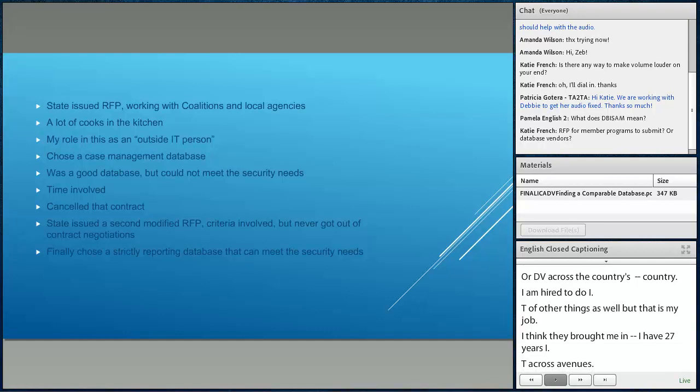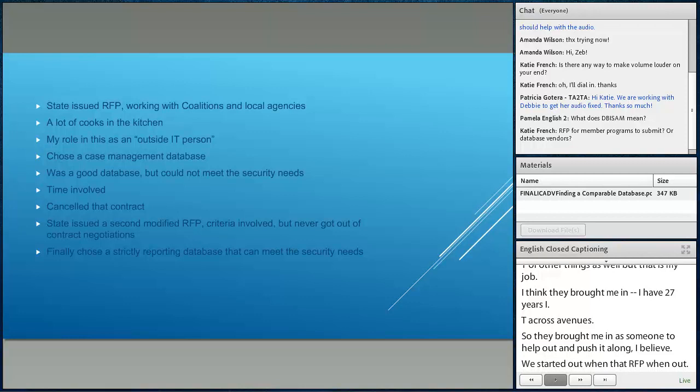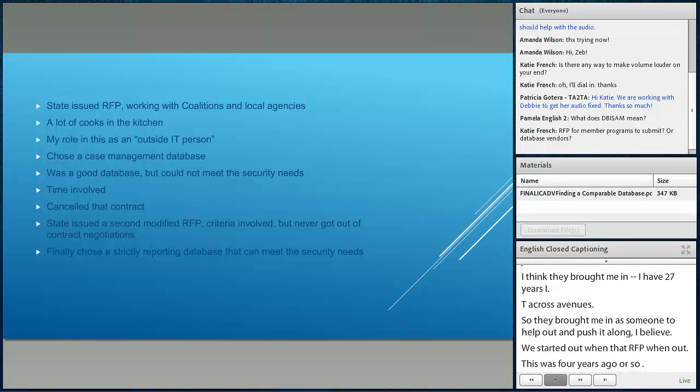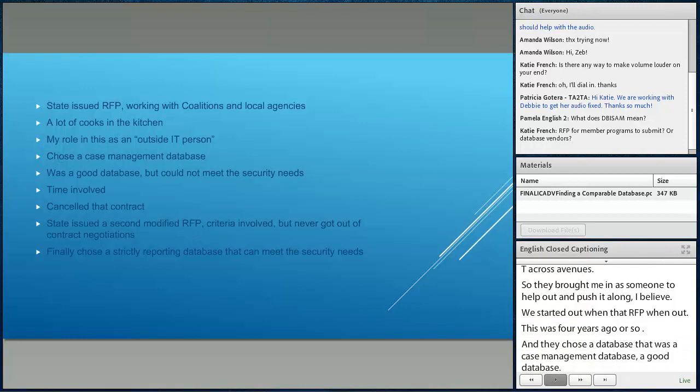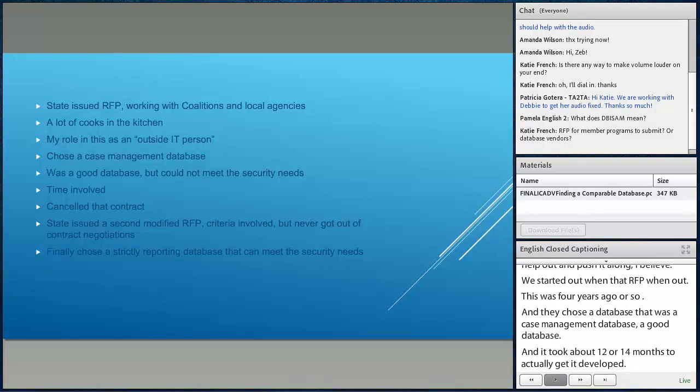The RFP went out about 4 years ago, and they chose a database that was a case management database. It's a good database, and it took about 12 to 14 months to actually get it developed. That had partially to do with the vendor, and partially to do with our internal haranguing, if you will, over what should be in this and what shouldn't. There was a good amount of time involved by everybody.